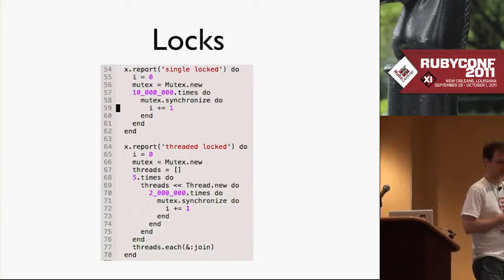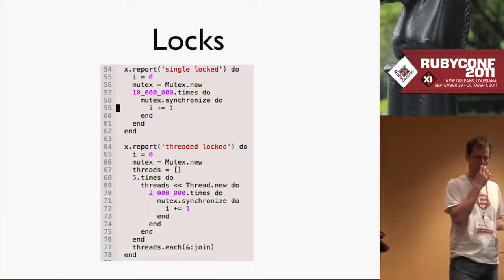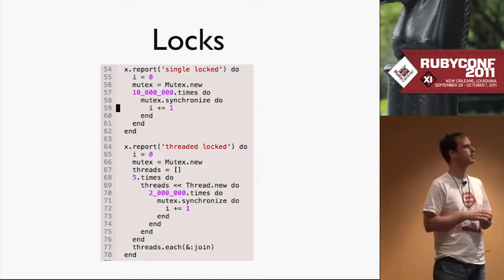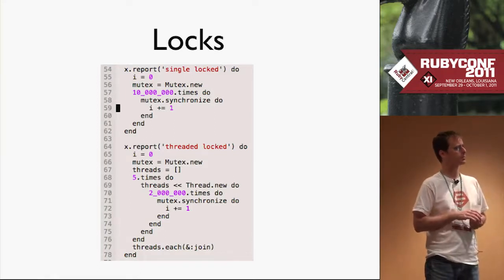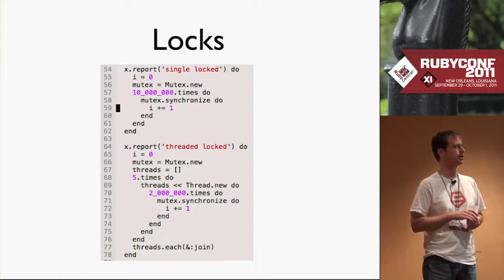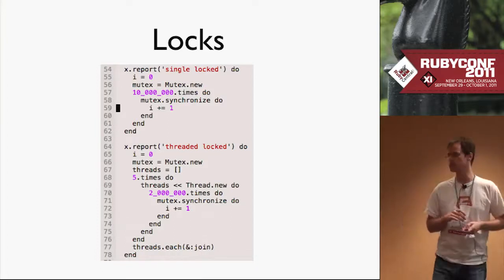This is a benchmark that I wrote just to show that contention in locks. In the first block of code, we have a single thread which is just incrementing a counter 10 million times, grabbing the lock each time. In the second block of code, I'm using 5 threads and doing the same thing. Basically, each thread incrementing that counter 2 million times.